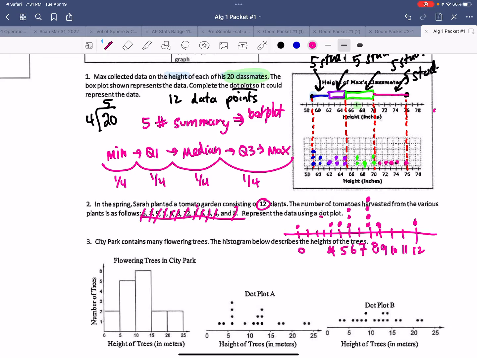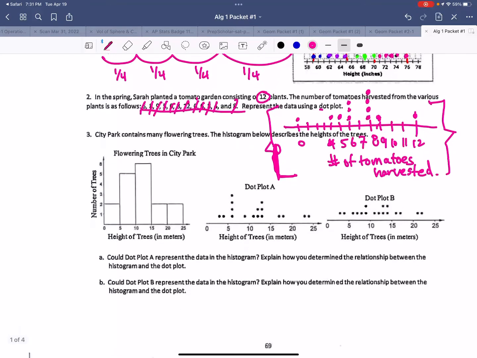It says I'd have to label this. So this would be the number of tomatoes harvested. So I have to label my graph, number of tomatoes harvested. So could they ask you this? Not really. Nobody could grade this, but you could find a picture and kind of match it to the right picture.